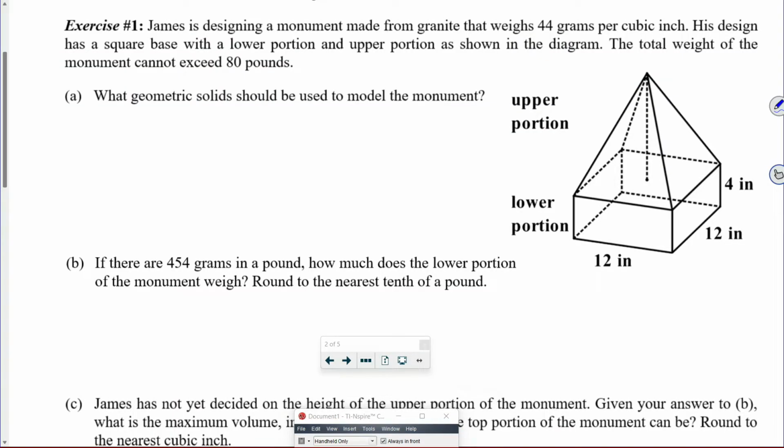James is designing a monument made from granite that weighs 44 grams per cubic inch. Notice that density in there. His design has a square base with a lower portion and upper portion as shown in the diagram. The total weight of the monument cannot exceed 80 pounds. Letter A. What geometric solids should be used to model the monument?